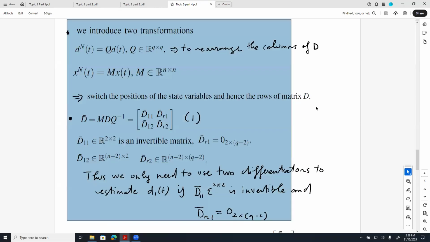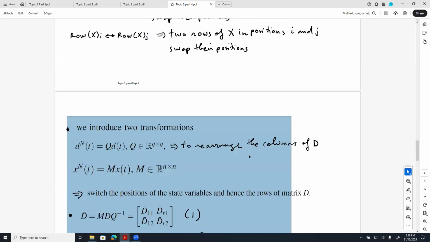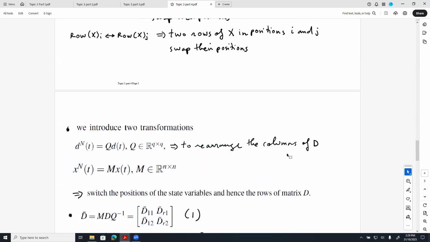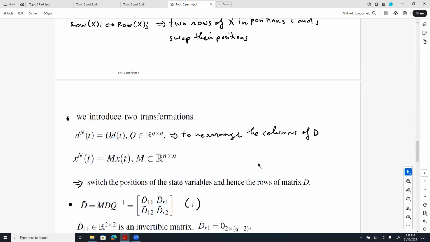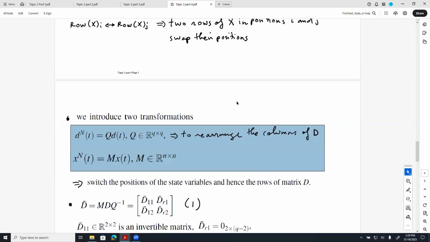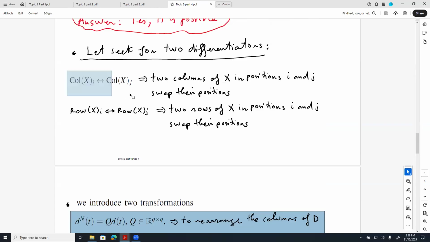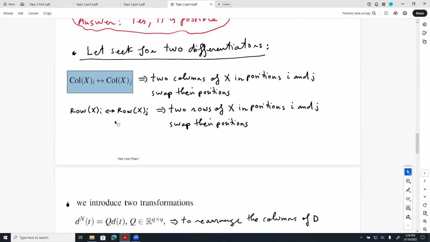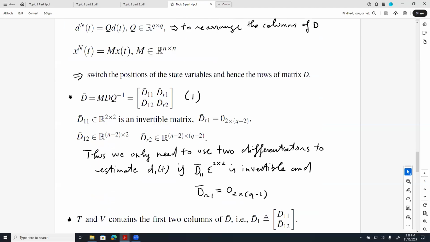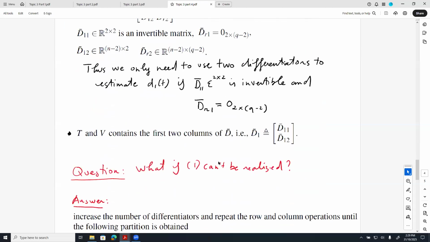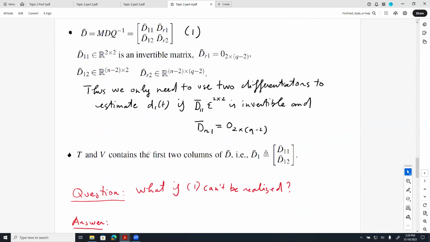The swapping of the columns and the swapping of the rows of matrix D. So we introduce these two transformations based on this operation. And if that's the case, if we can do it, then we get the unknown input D1 in terms of two output differentiators.